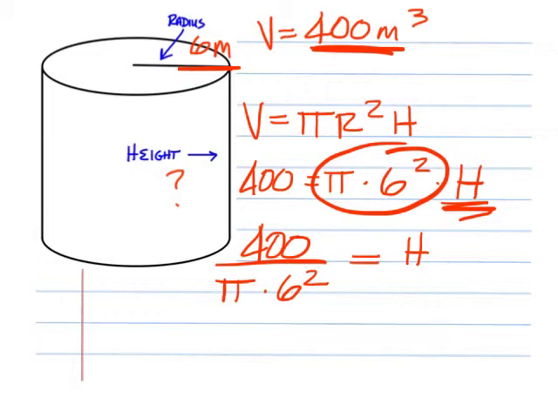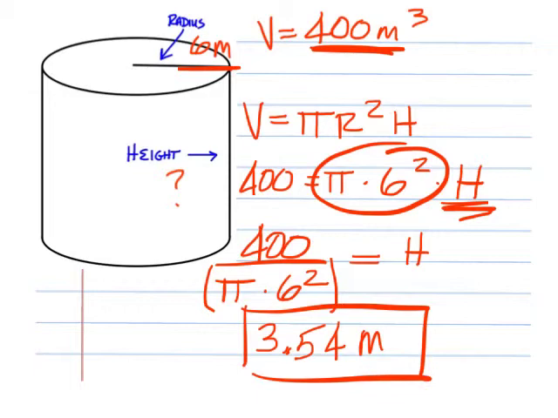So in your calculator you can do 400 divided by, and then put a left-hand parenthesis down, hit the pi button, and then times 6 squared, put a right-hand parenthesis, just like it looks on the screen, except you have parentheses around the bottom. Hit enter, and you should come back with a value for h of 3.54, and this will be meters. It is not meters cubed because this is a measurement of length. It is the height of the cylinder.